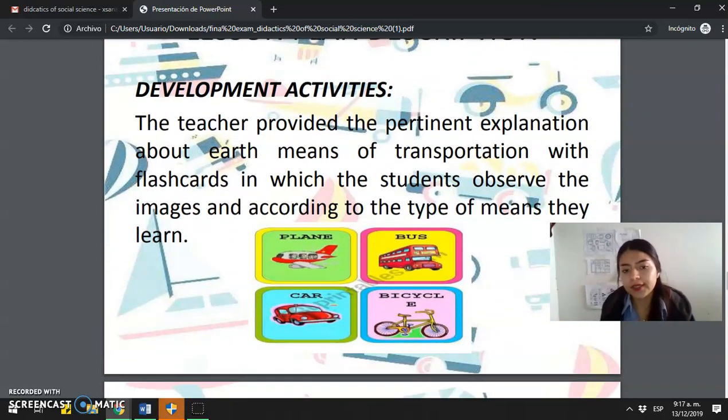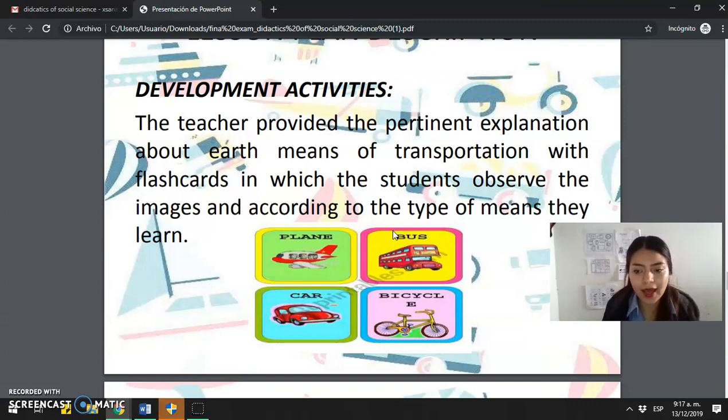Then I am going to provide some pertinent explanations about the means of transportation, air and water, but I will focus on the earth means of transportation because this is the first introduction to the topic for my children. So it's important to give an easy focus. I'm going to do this with flashcards in which the students observe the images and, according to the type of means, they learn.